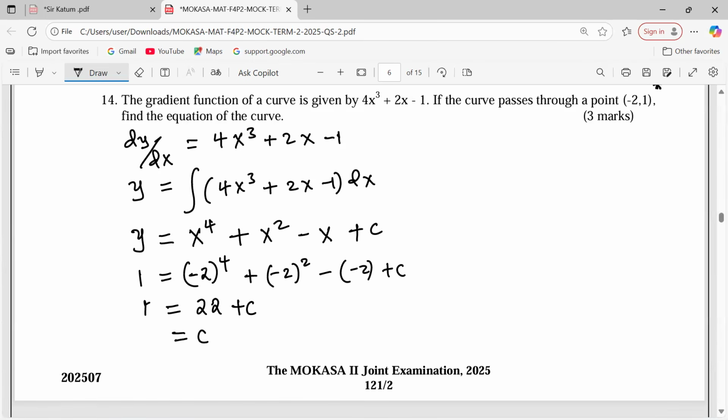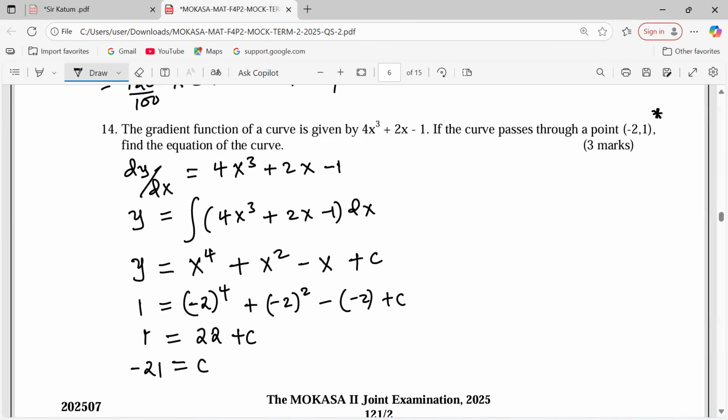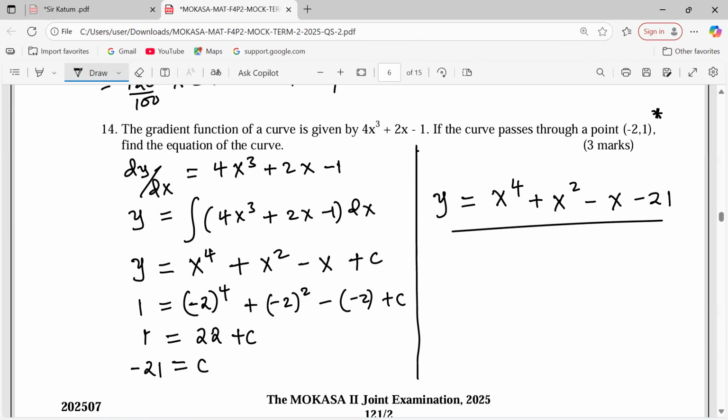How can you remain with C? By subtracting 22 from 1, which is negative 21. If that is negative 21, the value of C, then we can get our equation very conveniently by saying now y should be equal to x power 4 plus x power 2 minus x minus 21. So this is now the specific equation for the particular curve.